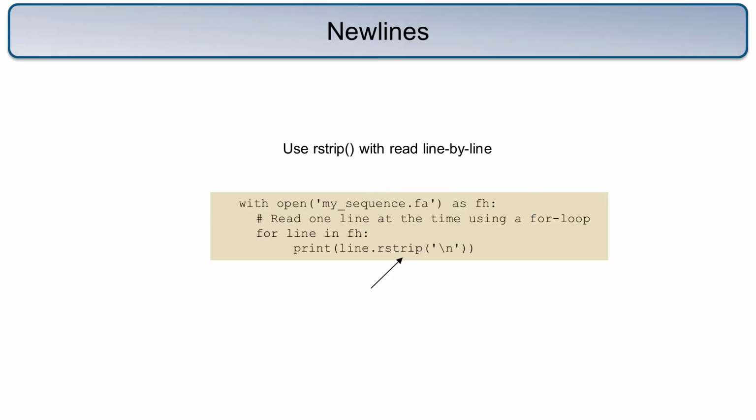The rstrip method can also be used when we read line by line from the file. First, we iterate over the file, reading one line at a time using a for loop. Then we use the rstrip method on the variable line, which contains the content from one line in the file and which has been returned as a string.